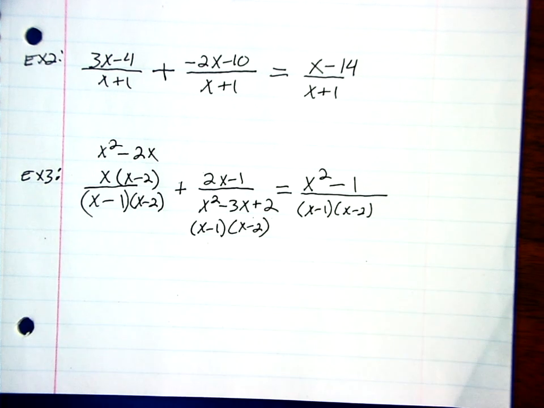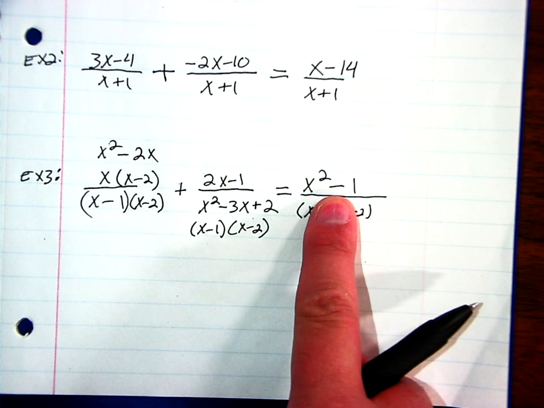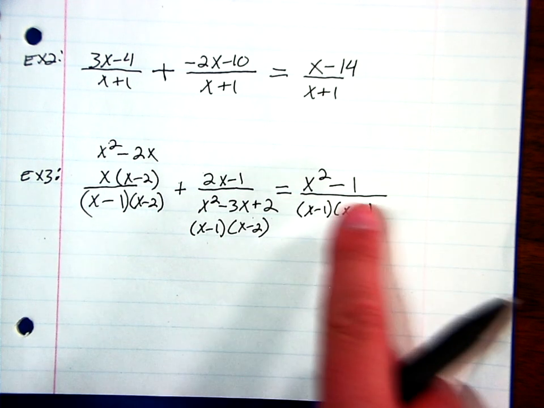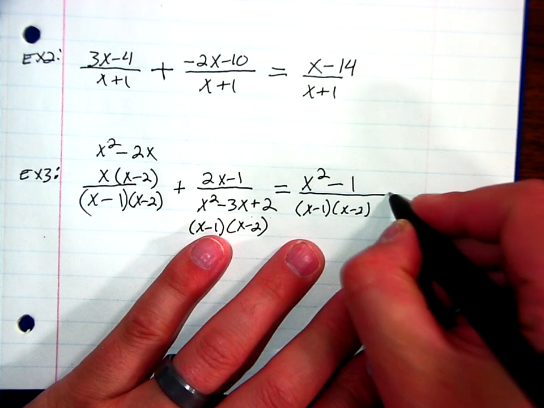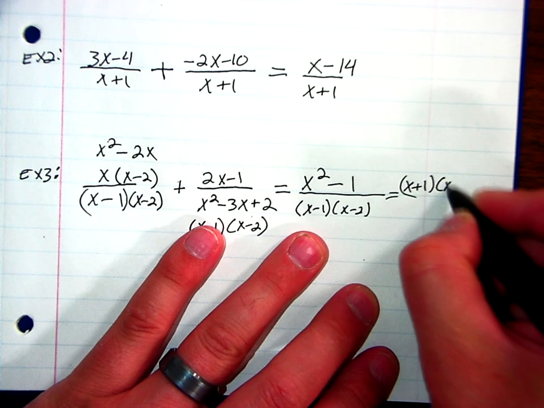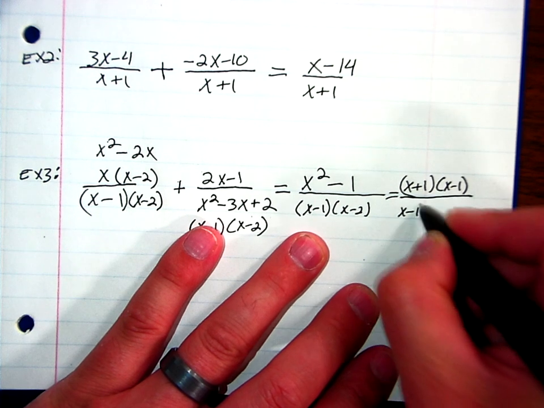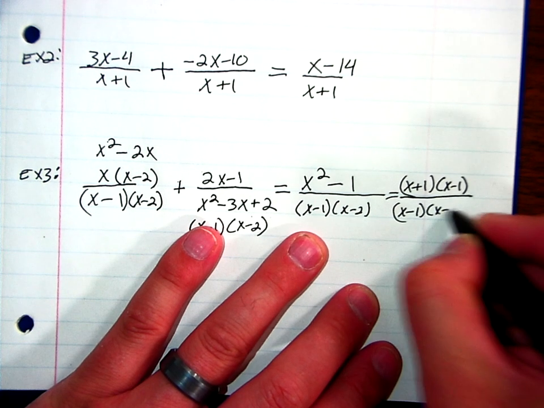Will x squared minus 1 factor? Are there factors of 1 that equal 0? Or if you remember back to like August or September, we learned about difference of two squares, which said when this is a perfect square and this is a perfect square and this is a difference, we can factor it into x plus 1, x minus 1. So that gives me x plus 1, x minus 1 over x minus 1, x minus 2.